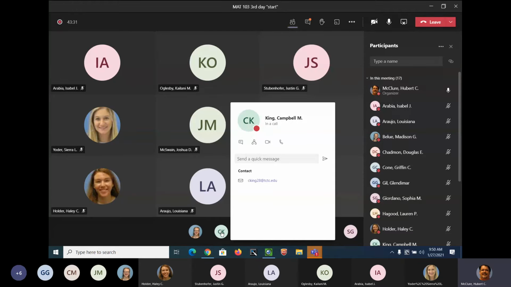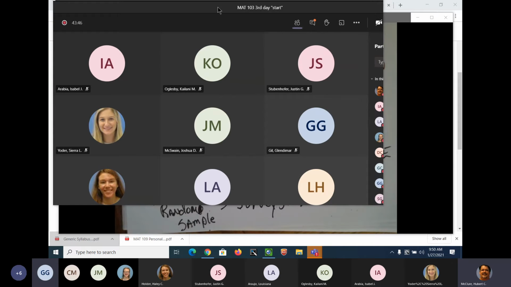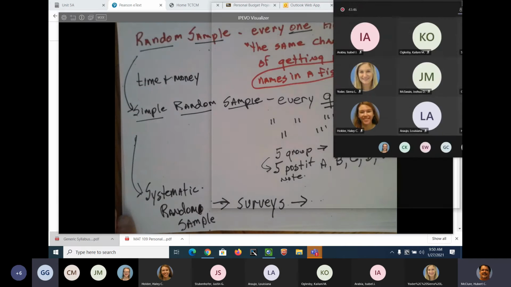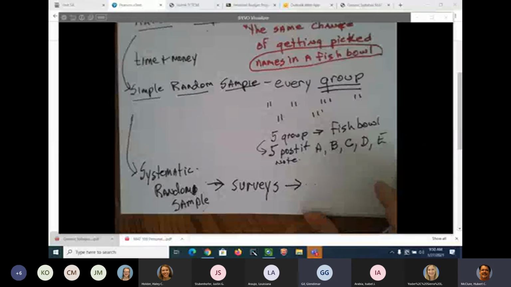Now, everybody doesn't have the same chance of being picked, but this is a good sample to use for surveys, because you're picking every third person or every nth person. You're talking about one at a time.